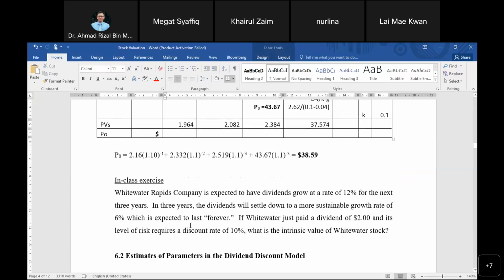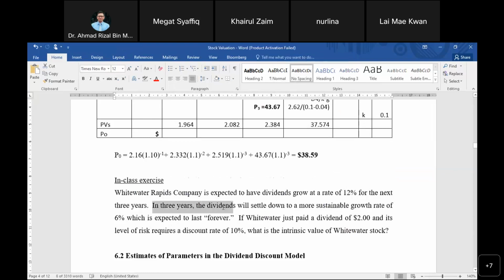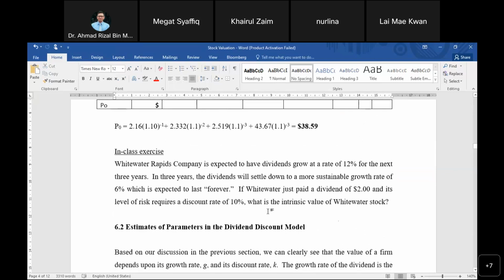Okay, let's do this one before we end the class. We have about 12 minutes, right? This company is expected to have dividends grow at a rate of 12% for the next 3 years. In 3 years, the dividends will settle down to a more sustainable growth rate of 6%, which is expected to last forever. If the company just paid a dividend of $2 and its level of risk is 10%, what is the intrinsic value? This is similar to the one that we saw. So let's do this.